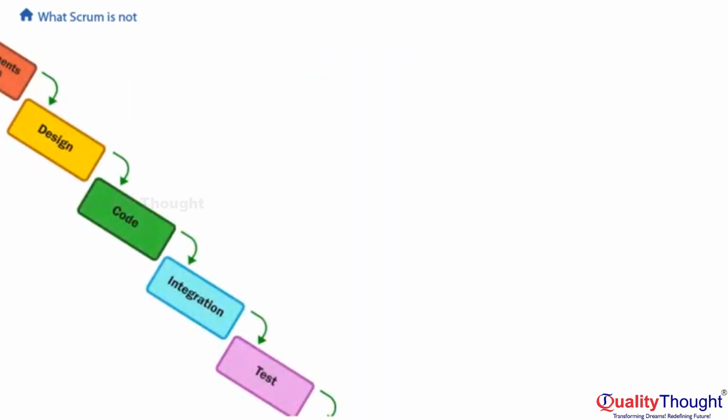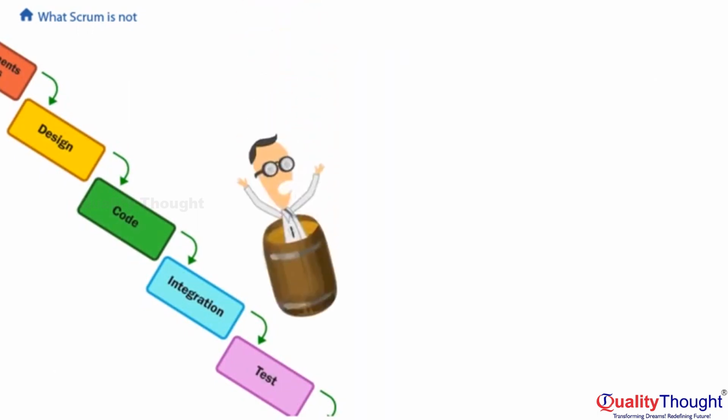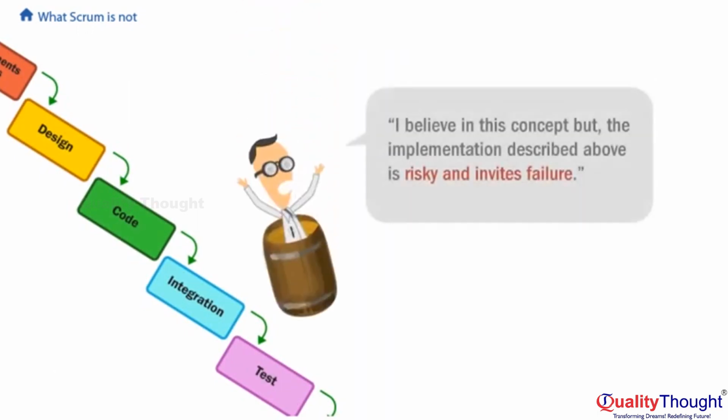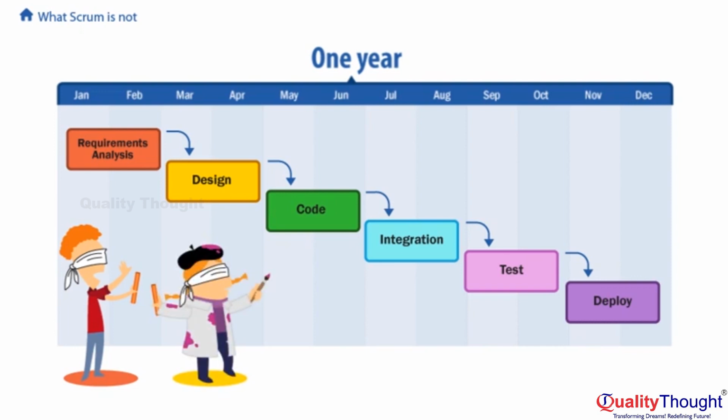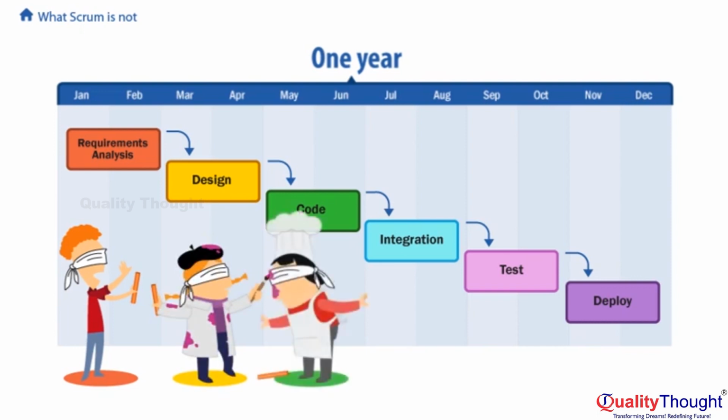The next sentence in Dr. Winston Royce's paper, unfortunately no one read this far, said, "I believe in this concept, but the implementation described above is risky and invites failure." The reason it fails for complex work: we rarely have perfect knowledge at the beginning. In fact, we know less about our project when we're starting out than we're ever going to know in the future. Today is the dumbest day of the rest of our project.